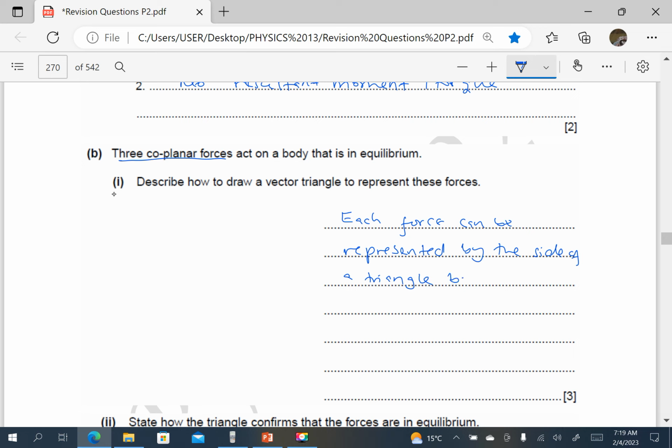By an arrow, in magnitude and direction. The side of the triangle will show the magnitude, and the arrow will show the direction. Magnitude and direction. Remember, the arrows are joined head to tail.